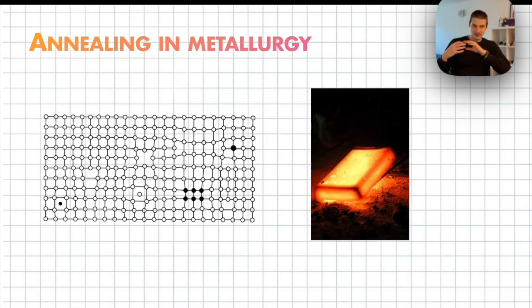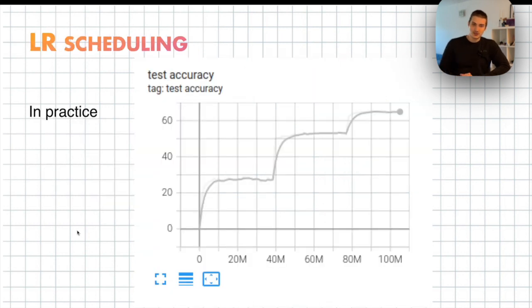If the metal does not have enough temperature, this doesn't happen. But if you heat it up, the defects can jump out, they can travel along the metal, and eventually the lattice becomes pure. And then when you cool it off, you get a stronger metal. So this is how it works in practice.